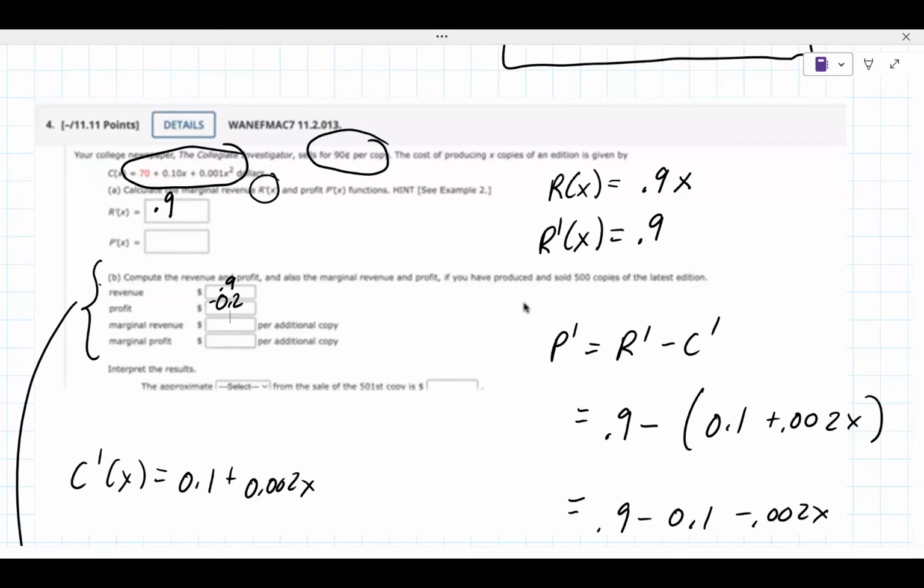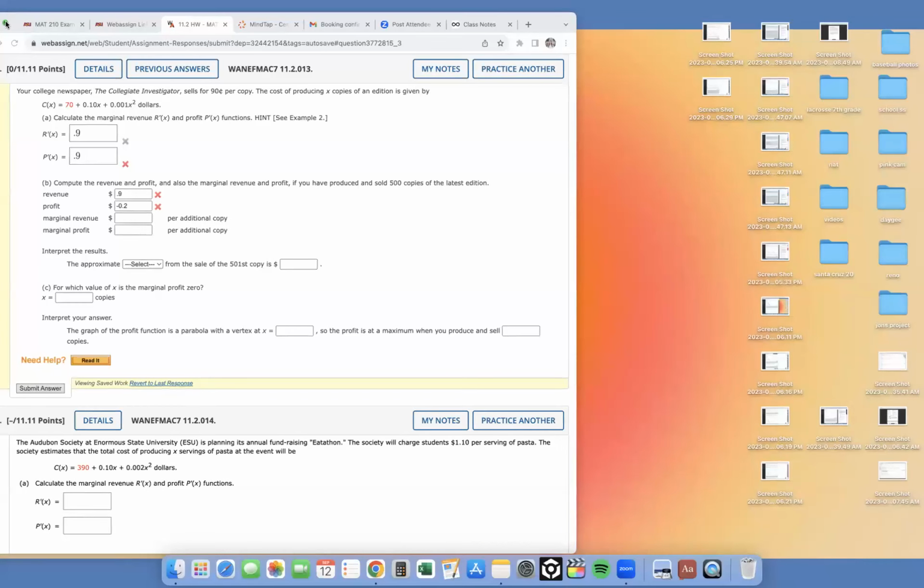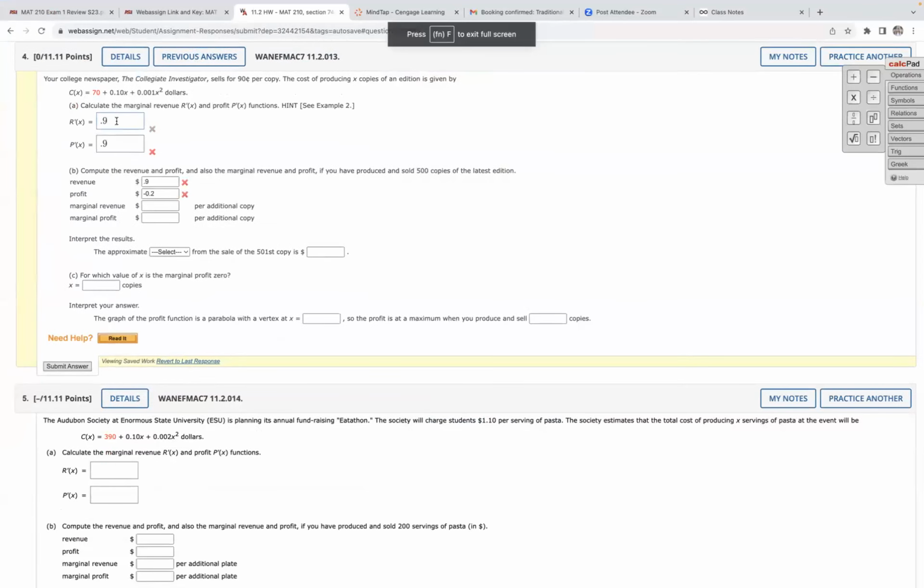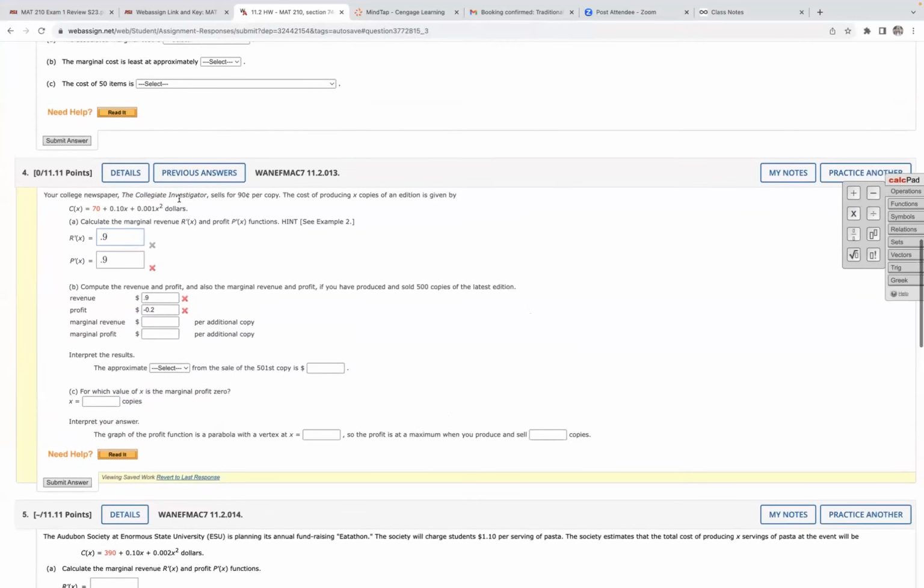Yeah, I made a mistake on my end. I wasn't watching. I put 0.9x here, so I just typed in point 0.9 and then I have point 0.9 here. Well, that next one should be 0.8 minus 0.002X. So yeah, these two were my mistake, but these revenue ones it did not take.